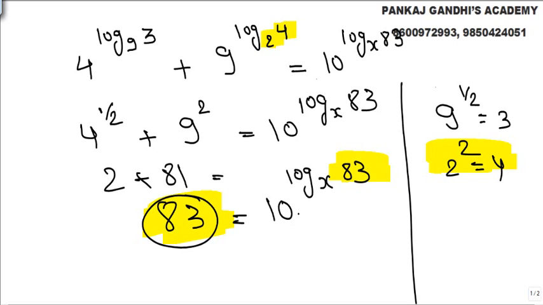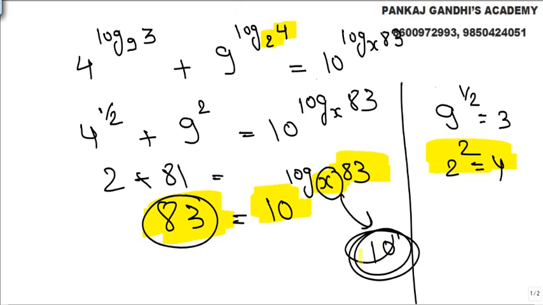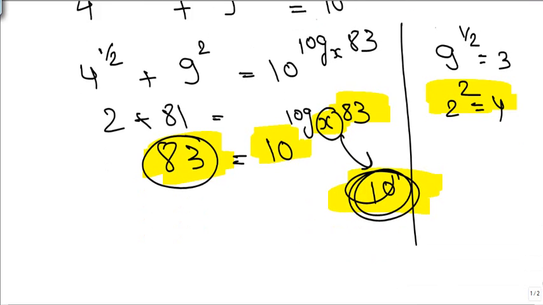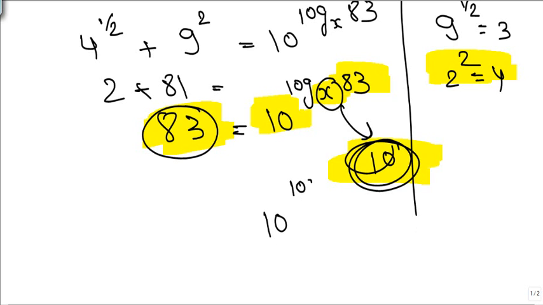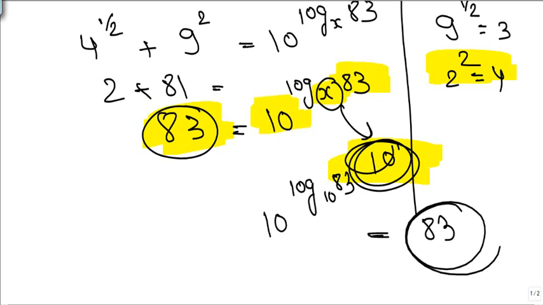Now this is 83, 10 raised to, if this also has base 10, then the answer will come as 83. So the x value has to be nothing but what? 10. Only then will this property work. Because we know the answer has to be 83, and we know 10 raised to log to the base 10 of 83, the answer is going to be 83. So that's why the x value should be 10.